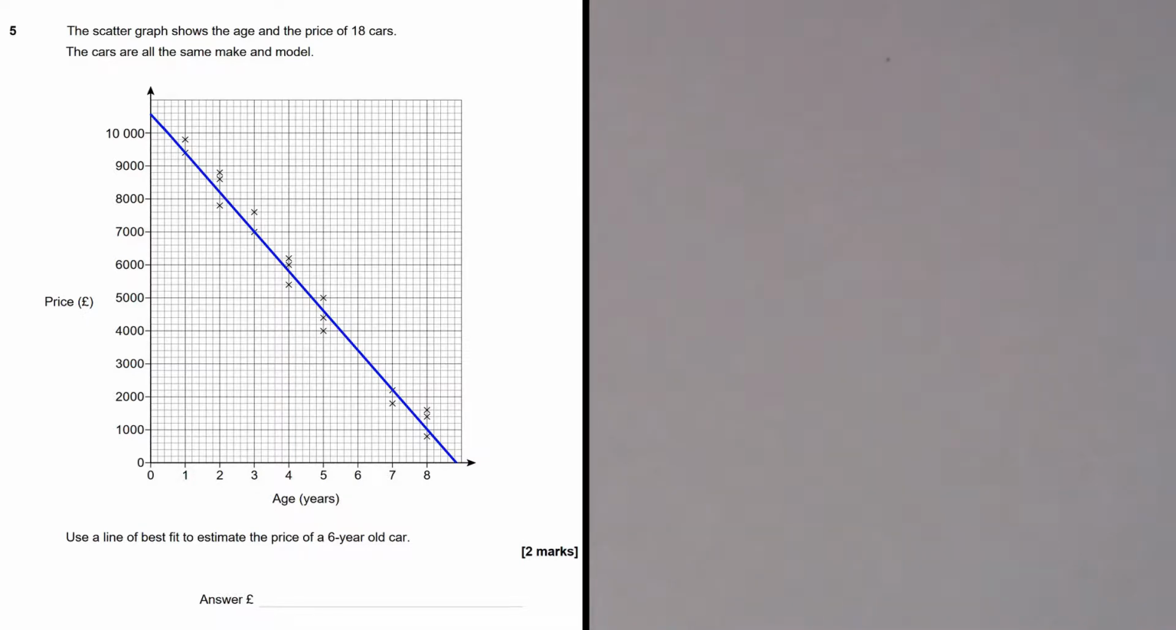Now we have our line of best fit, the next thing we need to do is to scroll on the x-axis until we find the age of 6. We then draw up until we meet the line and see what y-coordinate that corresponds to. And we can see from the graph that that corresponds to a price of 3,400. So the answer is 3,400.